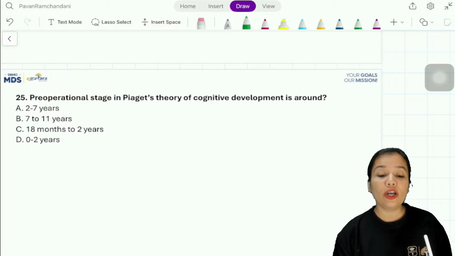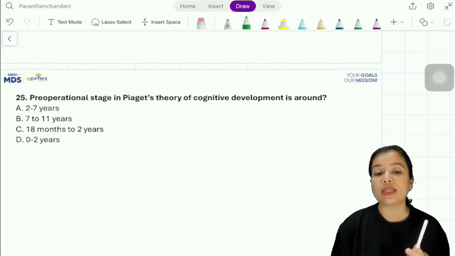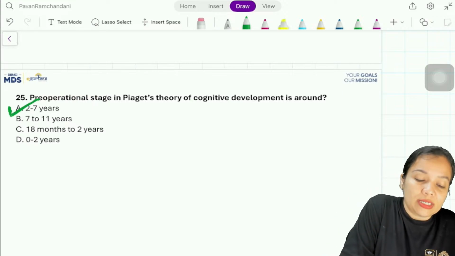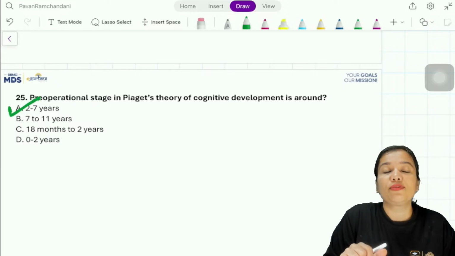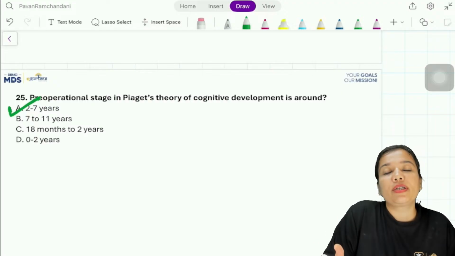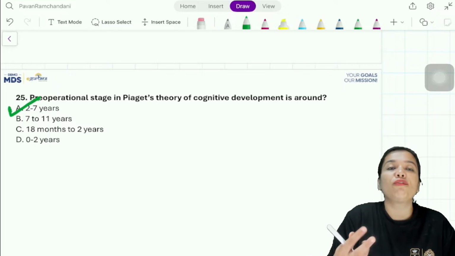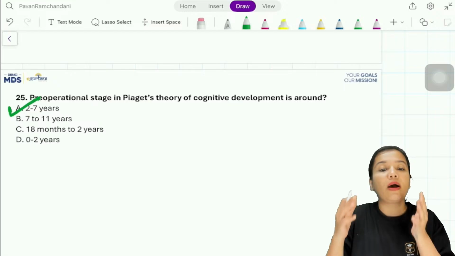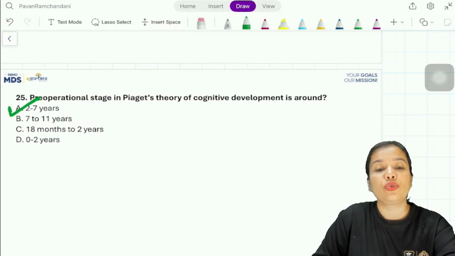Right. So pre-operational stage in Piaget's theory of cognitive development is around 2 to 7 years. The answer is 2 to 7 years. First is the sensory motor stage, that is birth to 2 years, pre-operational 2 to 7 years, concrete operational 7 to 11 years, and formal operational, that is ages 12 years and above. Okay, so they've asked pre-operational. The answer is A, that is 2 to 7 years.